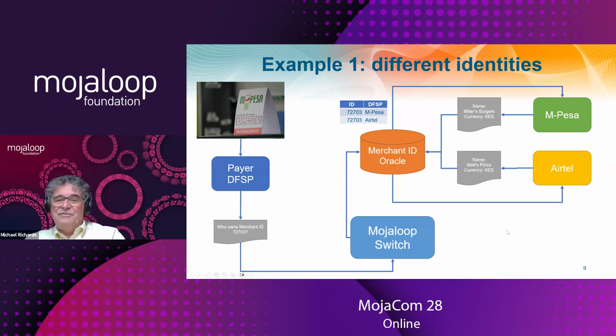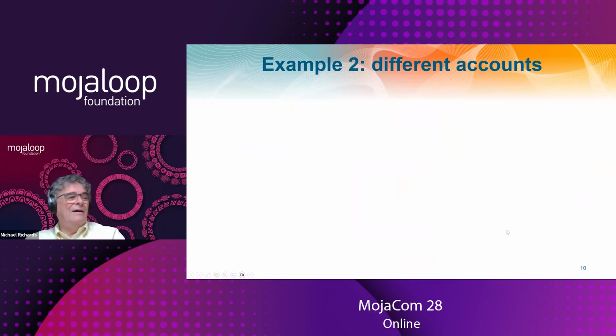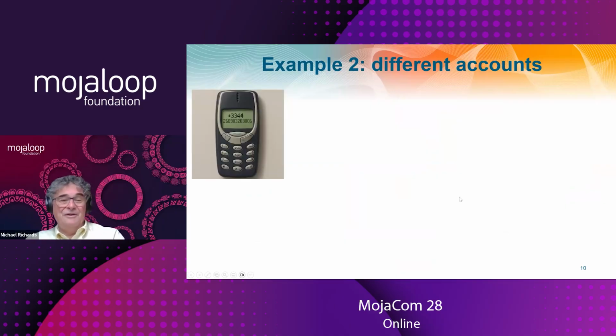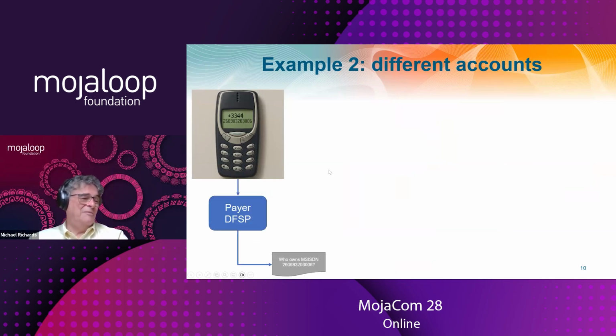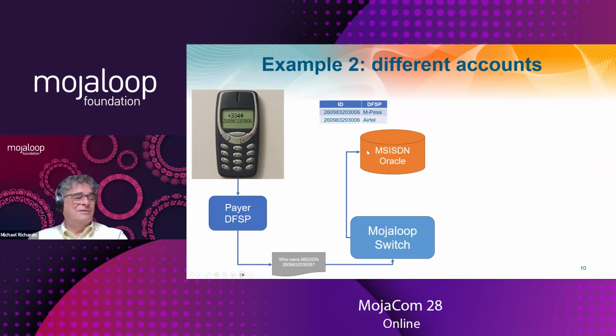Now let's look at what happens with different accounts. Here, we've got a USSD session, and what that USSD session is saying is, please send a payment to this phone number. So the question now that we're asking is, who owns this phone number? Again, it goes to the modular loop switch, and now it goes to the phone number oracle. Oh no. Again, we have duplicate entries, one for M-Pesa and one for Airtel.